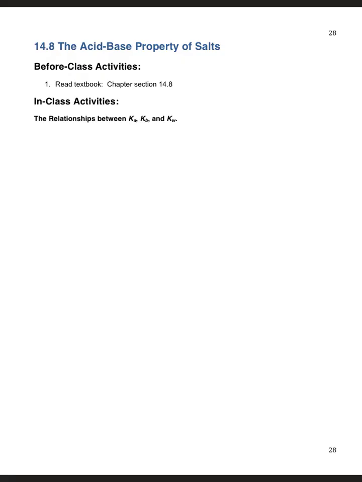But before we learn about the acid-base property of salts, we will need to understand the relationship between Ka, Kb, and Kw first. We already learned from the previous chapter that when a weak acid dissolves in water, it transfers a proton to water and becomes its conjugate base, and also produces hydronium ions. The Ka expression for this reaction would be the product, which contains the conjugate base and hydronium ion, divided by the concentration of weak acid.